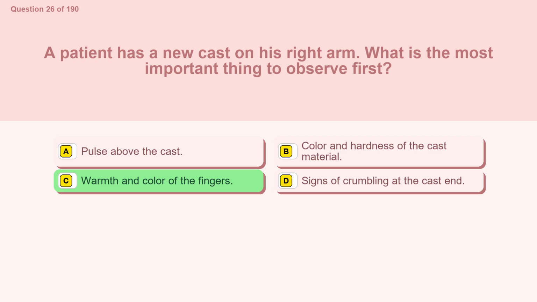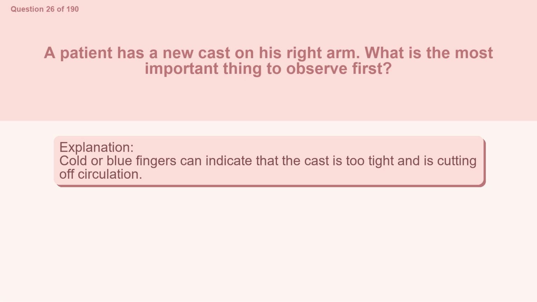The correct answer is option C. Warmth and color of the fingers. Cold or blue fingers can indicate that the cast is too tight and is cutting off circulation.